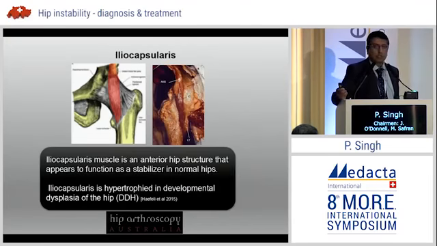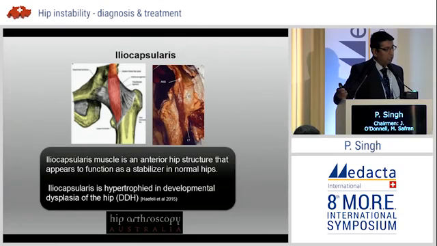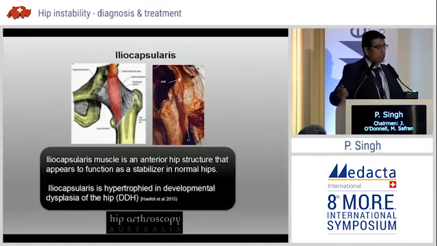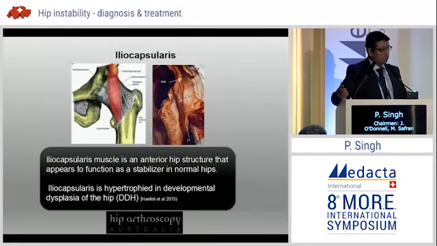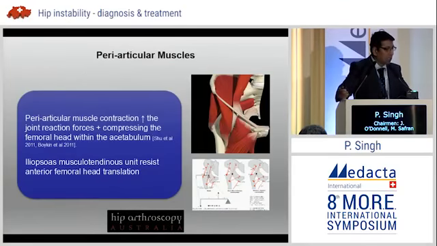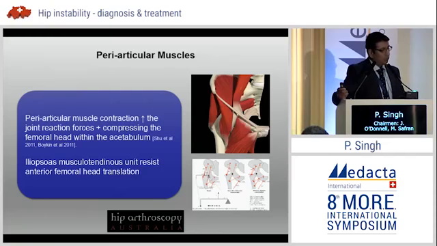What about the extra-articular structures, the iliocapsularis? A recent study reported the rectus femoris to iliocapsularis ratios and found that in developmental dysplasia of the hip, this ratio was increased. In other words, the iliocapsularis muscle hypertrophied in the presence of hip instability. What about the periarticular muscles moving outside the joint? We know the muscles acting collaboratively can compress the femoral head within the hip joint, and we know that the iliopsoas tendon has a key role to play in anterior hip stabilization.